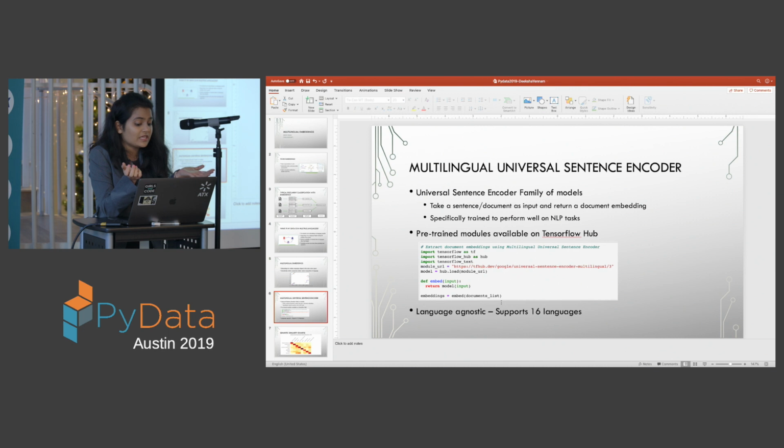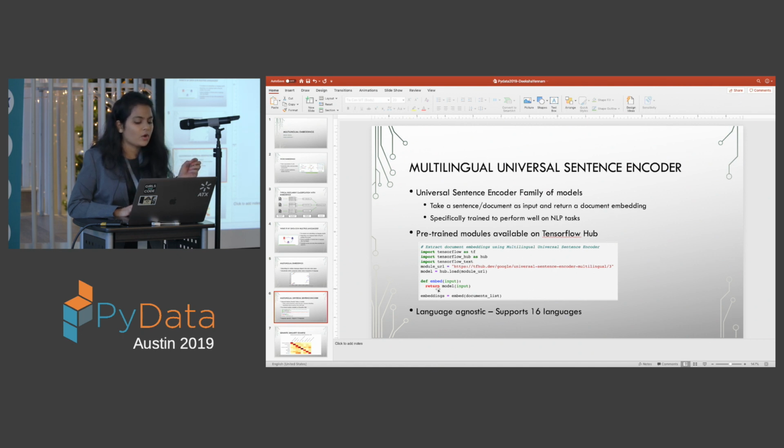It is available as a pre-trained model, so you can literally use this as a black box. For example, the code I have right here uses TensorFlow, and it's a module on TensorFlow Hub. So you just load the model, and this is a TensorFlow 2.0 example. You just define a function called embed and say, for any list of documents that I give, I want to get a document embedding for each of those documents.